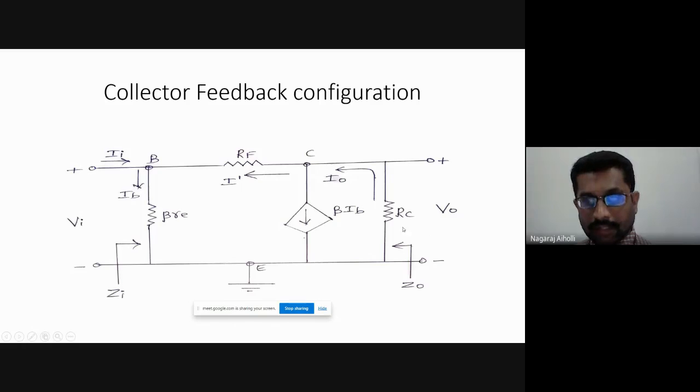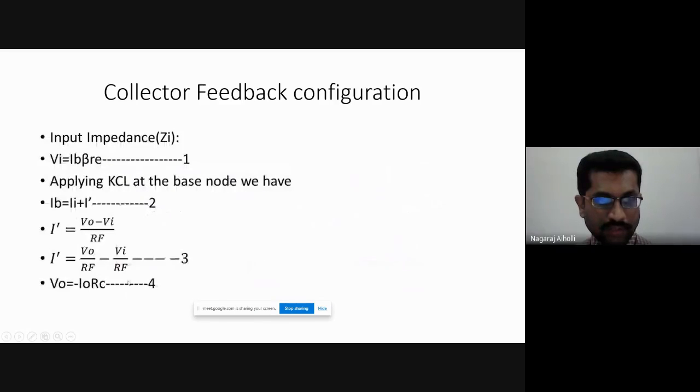Are you getting the point here? See, it is positive to negative minus I naught RC, then positive to negative minus V naught equal to 0, or V naught is equal to minus I naught RC. That is the equation. V naught equal to minus I naught RC. Take it as equation 4.